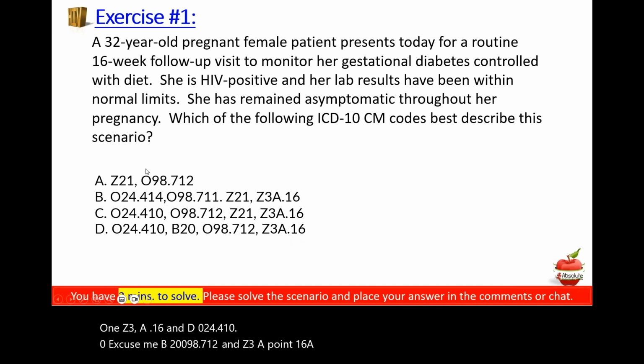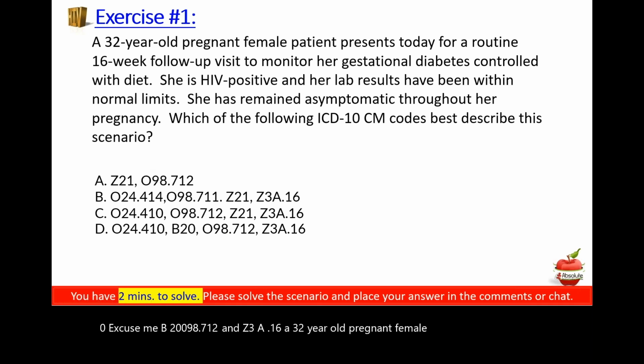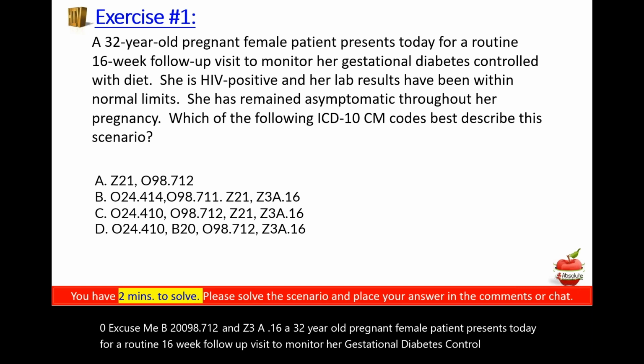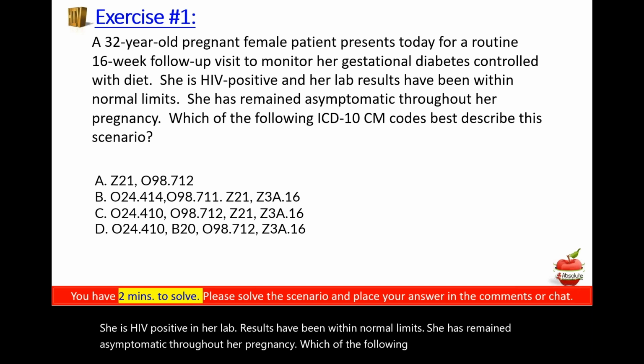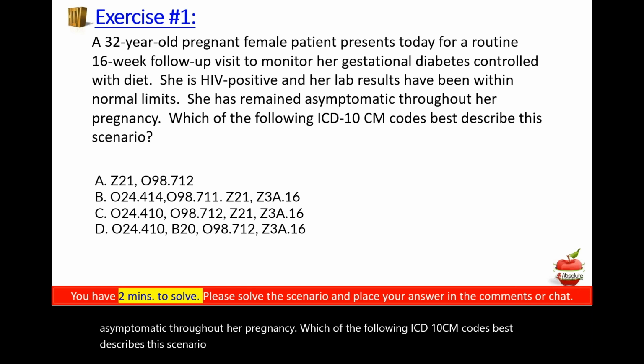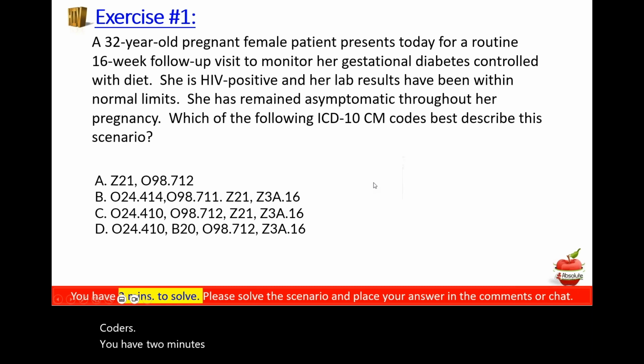A 32-year-old pregnant female patient presents today for a routine 16-week follow-up visit to monitor her gestational diabetes controlled with diet. She is HIV positive and her lab results have been within normal limits. She has remained asymptomatic throughout her pregnancy. Which of the following ICD-10-CM codes best describes this scenario? All right, coders, you have 2 minutes to solve, and your time begins now.